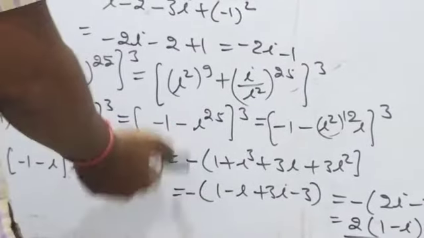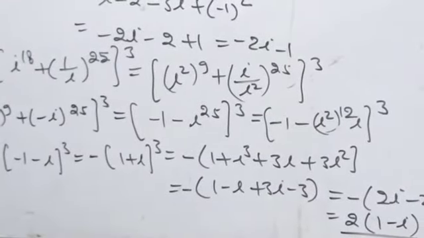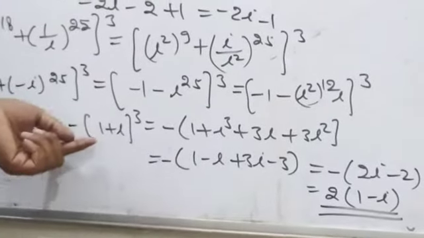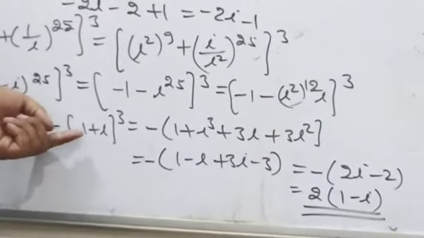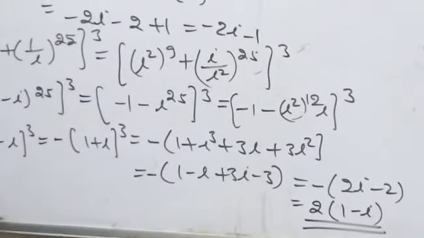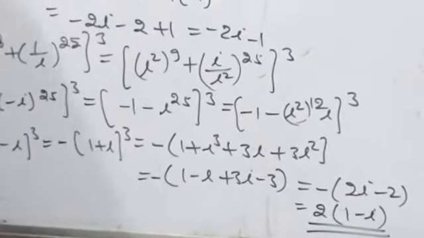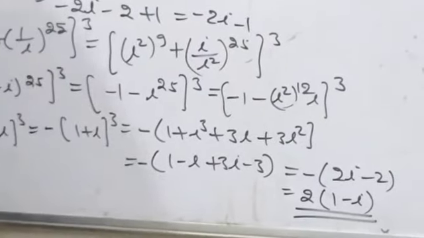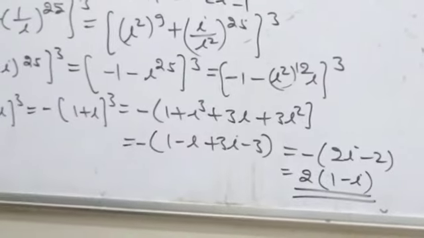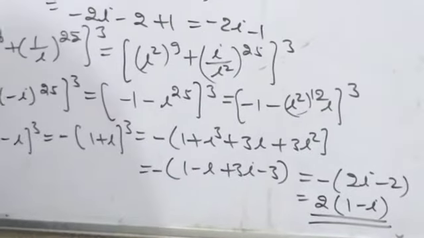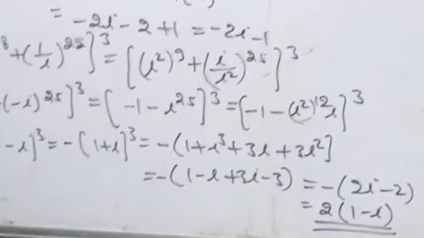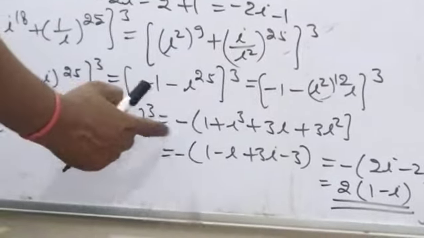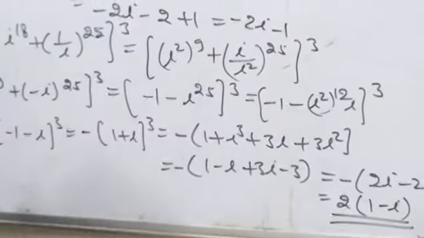Now we have the formula (a plus b) whole cube. Do you know about (a plus b) whole cube? Okay, very good. (a plus b) whole cube is equal to what? a cube plus b cube plus 3ab in bracket (a plus b), or we can write in other form a cube plus b cube plus 3a square b plus 3ab square. Therefore, (1 plus i) whole cube, here 1 is a and i is b.